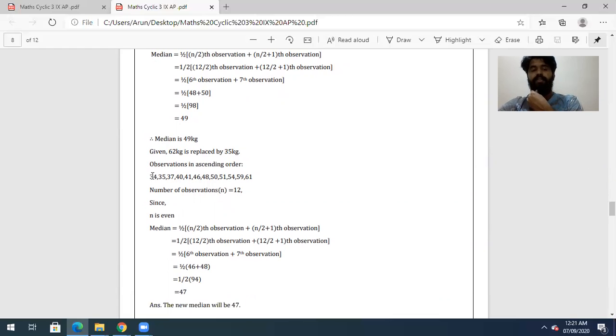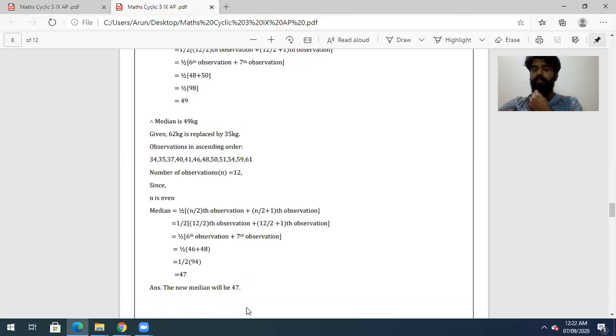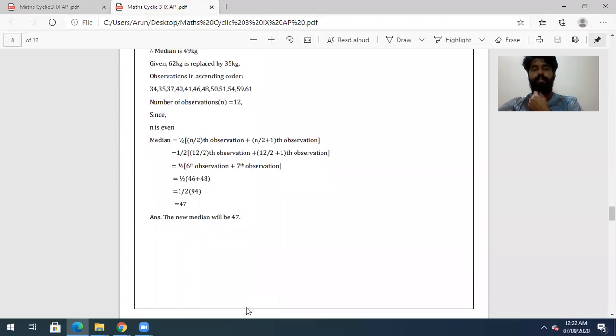So now the 6th observation is 1, 2, 3, 4, 5, 6, 46. The seventh one is 48. So half of 46 plus 48 is half of 94, which is 47. So the new median will be 47. I hope you've understood this question, students.